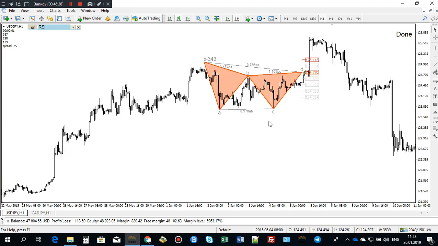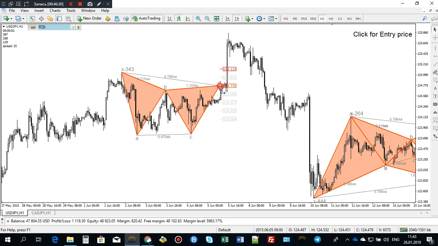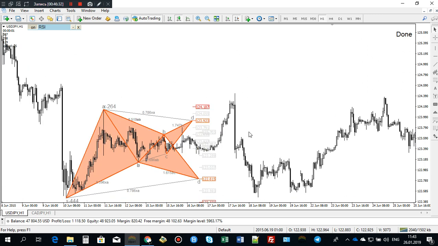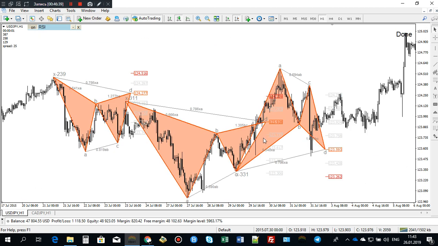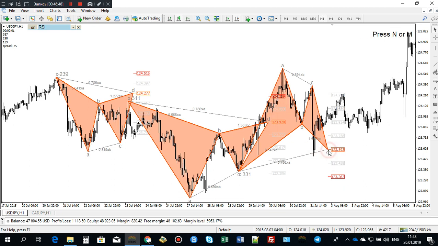Probabilities, statistics, time price loss. Again, time price loss. Okay, perfect. Time price win. Time price win.